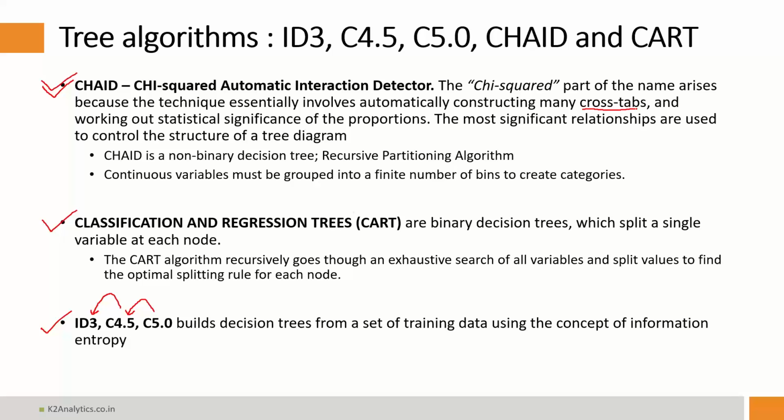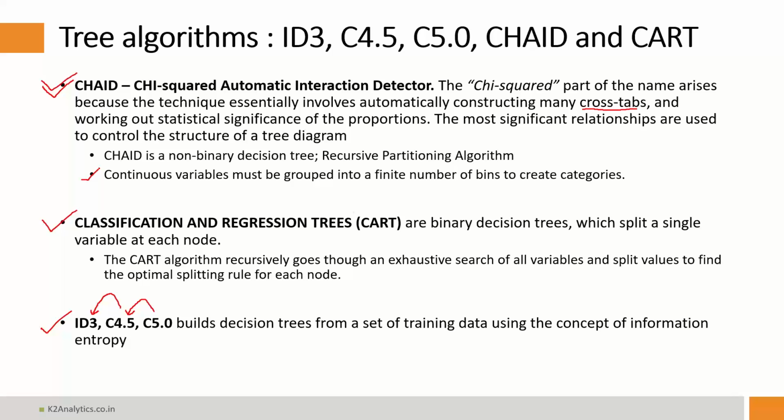In certain implementations, the continuous variables are automatically handled by the algorithm. However, there are certain implementations, for example in R, where continuous variables are not automatically converted to categorical. In that case, we have to convert the continuous variable into buckets before we call the classification tree algorithm using CHAID.